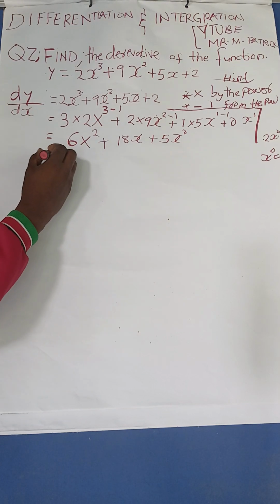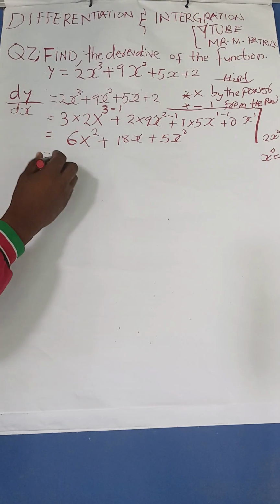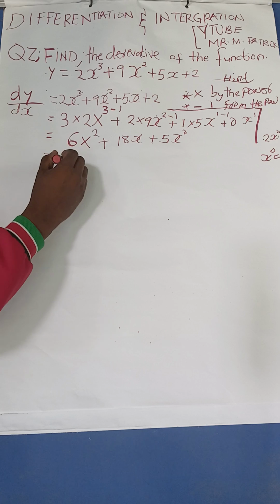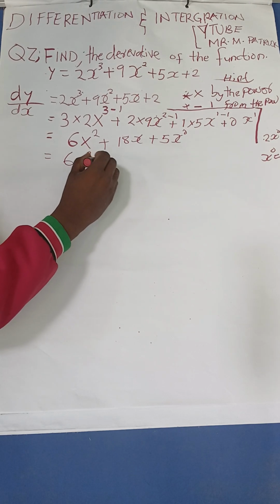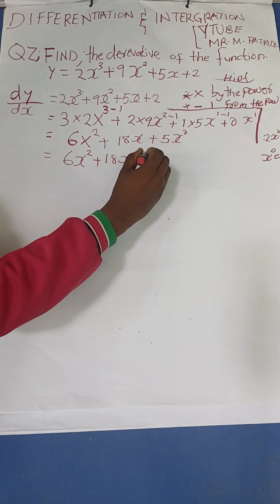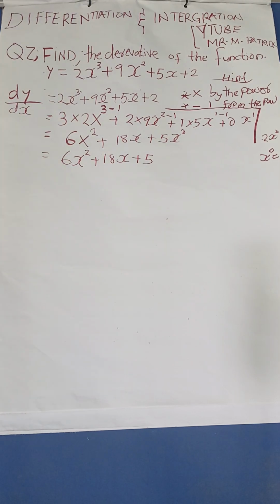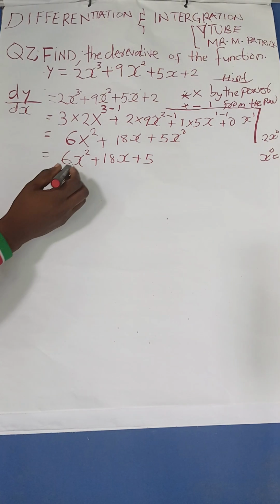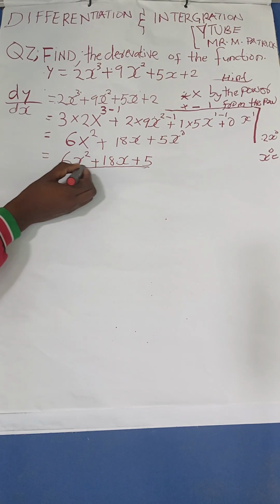So our answer now, the dy dx of this, we have 6x squared plus 18x plus 5, because we have said any number raised to 0 is 1. And you will have done your dy dx and you are good to go. So that is how you do differentiation of that function. This is our dy dx, and this becomes your answer.